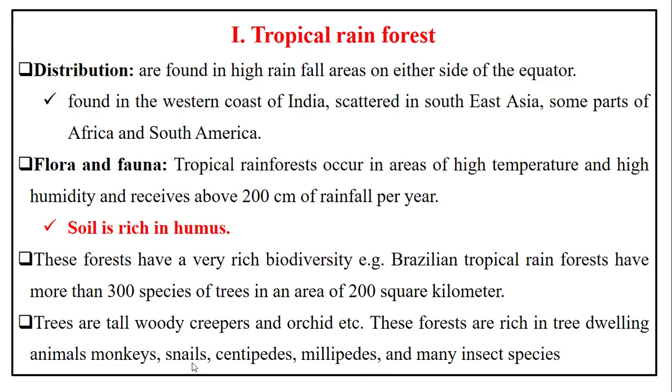When we see the distributions of the tropical rainforest, they are found in high rainfall areas on either side of the equator, right? There is a large amount of rainfall in these forest areas. Found in western coasts of India, scattered in Southeast Asia and some parts of Africa and some parts of South America. So when we see the flora and fauna distributions of this tropical rainforest, flora is plants, fauna is animals, right?